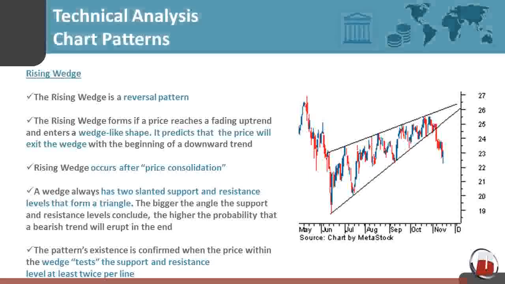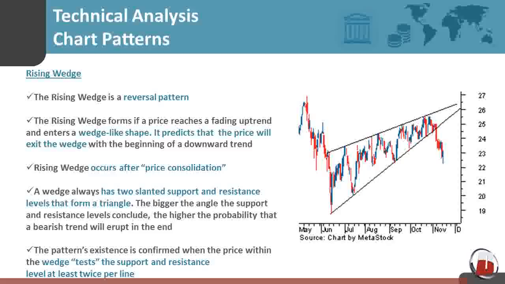Rising wedge. The rising wedge is a reversal pattern. The rising wedge forms if a price reaches a fading uptrend and enters a wedge-like shape. It predicts that the price will exit the wedge with the beginning of a downward trend. Rising wedge occurs after price consolidation.